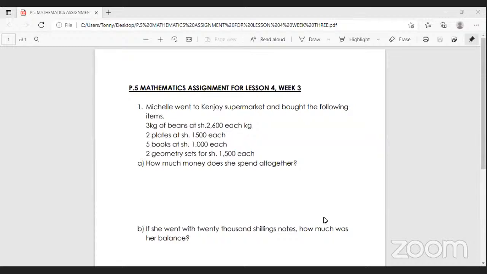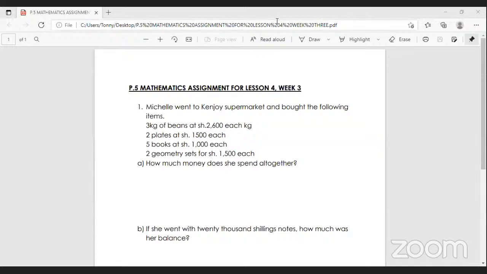How did you get the amount of 3 kilograms of beans? How did you get the amount of 2 plates? How did you get the total amount of 5 books? So she has been telling us that to get the money we spent on beans, we multiply. To get the amount of money we are spending on plates, we multiply. Because here they are saying each, which means 1.